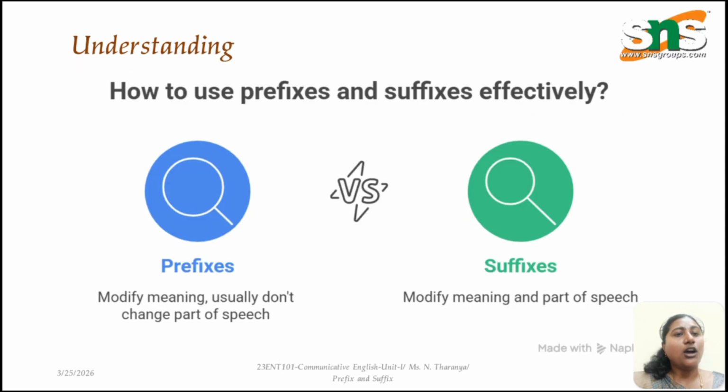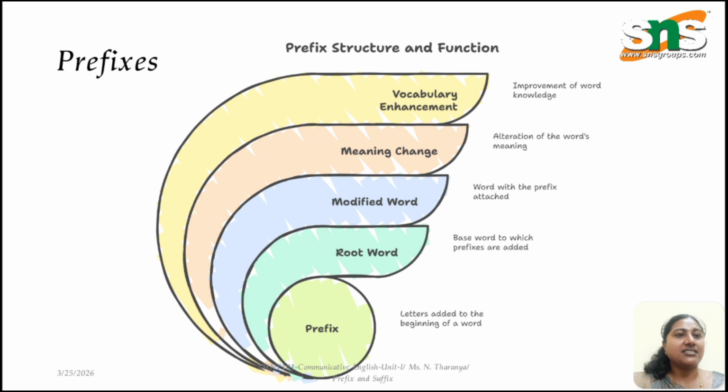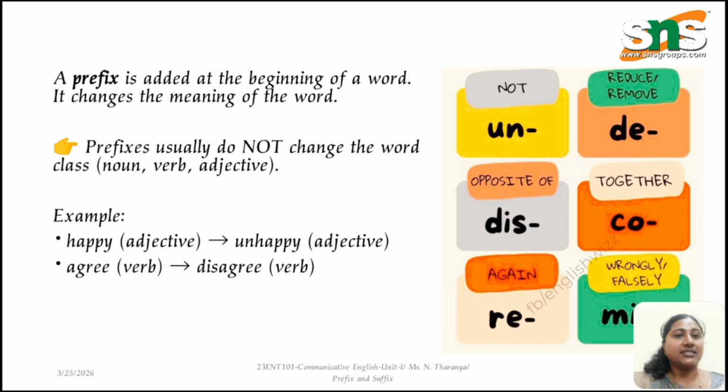So, understanding how to use prefixes and suffixes effectively. Prefixes modify the meaning, usually don't change parts of speech. Suffixes modify the meaning as well as the parts of speech. The prefix structure is: vocabulary enhancement, meaning change, modified word, root word, and that is how a prefix is made. A prefix is added at the beginning of the word. It changes the meaning of the word. So, let us see how it is. Prefixes usually do not change the word class, that is noun, verb or adjective.